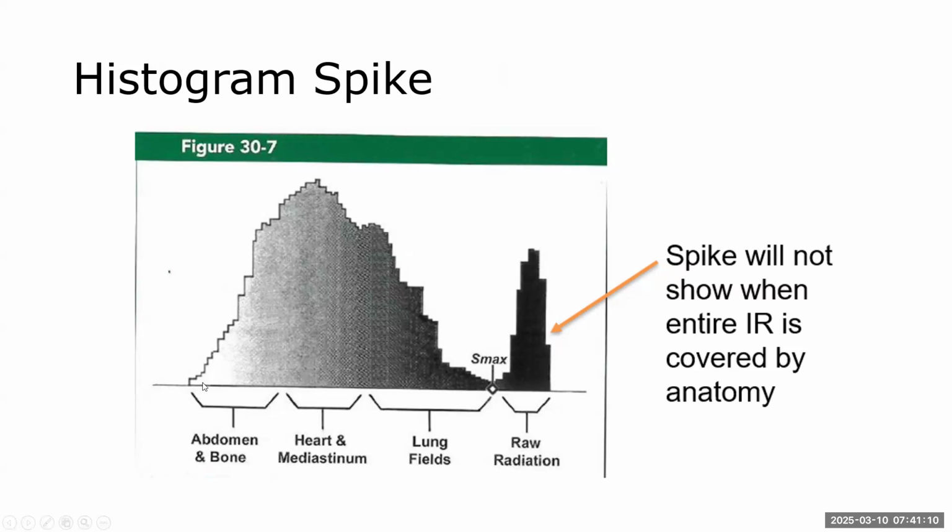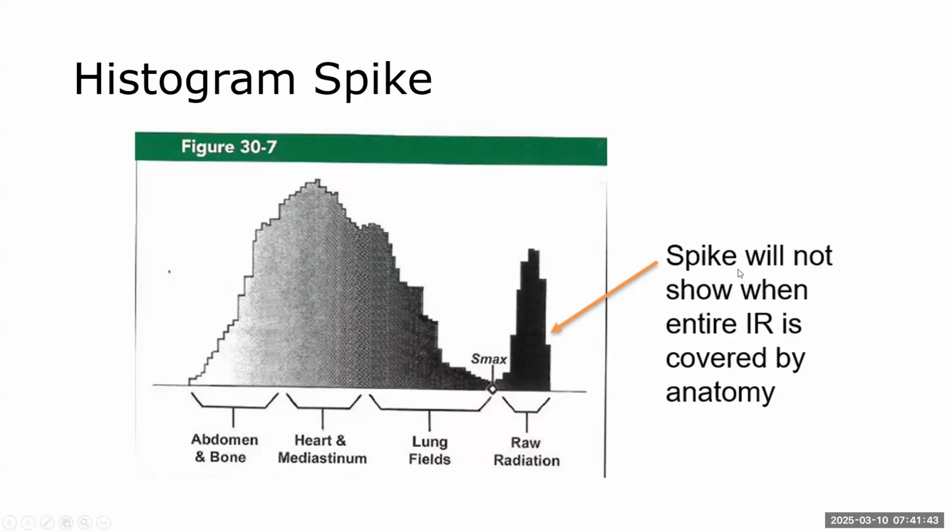Okay, so you can see we go from very, very bright to very, very dark, right? And this is just trying to show you the groupings. These values here are going to be somewhere the abdomen and bone in the chest x-ray. This would be the heart and the mediastinum. This would be the lung field. And this very, very dark area is the area of direct radiation where there wasn't any anatomy.